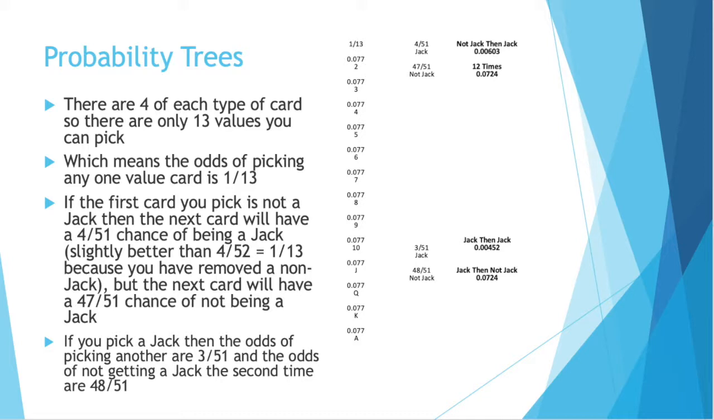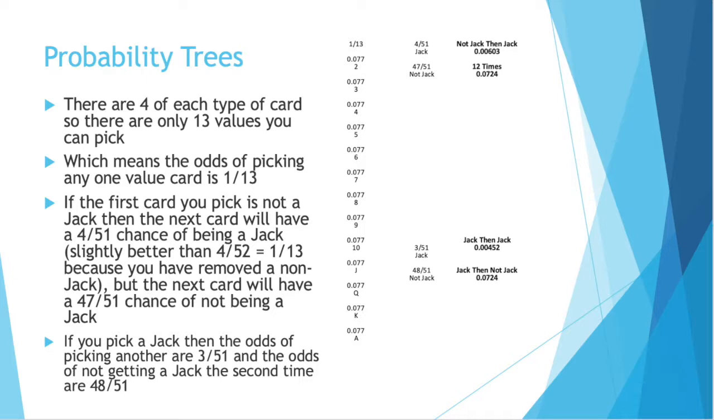0.077. Then at the very top, I modeled this situation where you pick a non-jack, and then you can either pick a jack with 4 over 51 odds, or you can pick another card that's not a jack, 47 over 51 odds. So multiplying those likelihoods out, not picking a jack, then picking a jack has a chance of 0.00603. And because there are 12 possible pathways that can end in that same result, you multiply that by 12, giving you 0.0724. But there is another path where you can end up with a jack or more.